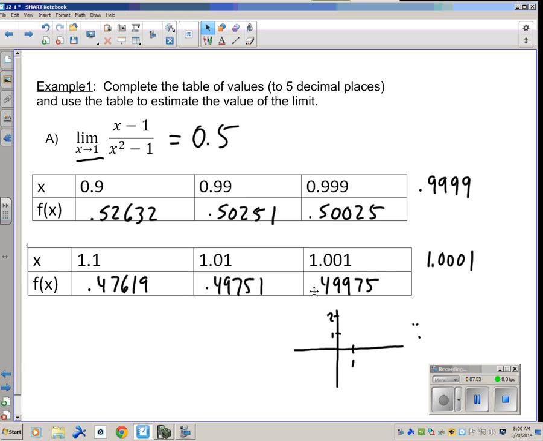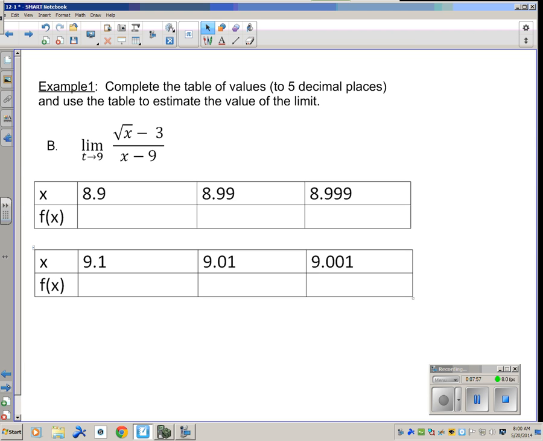So let's try another one. Number 8. What's the limit of the square root of x minus 3, all over x minus 9, as x approaches 9? Now look at the values I picked: 8.9, 8.99, 8.999. Again, I could pick another one if I wanted, 8.9999, getting closer and closer to 9.